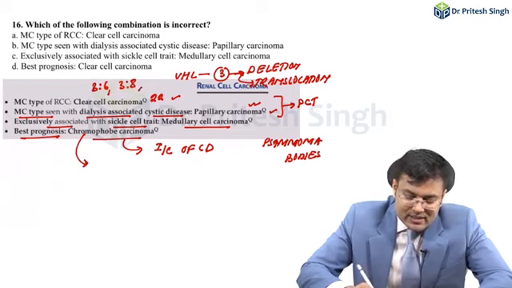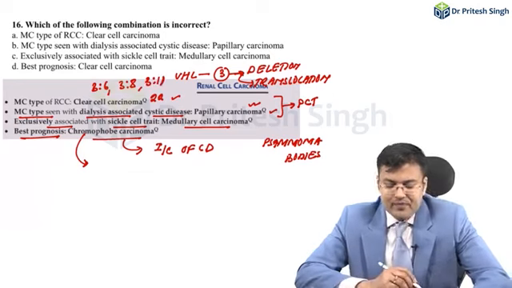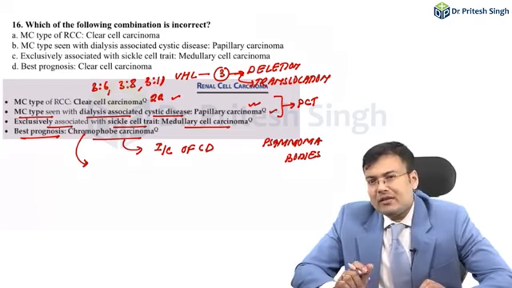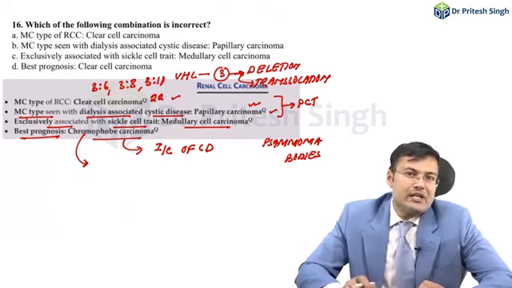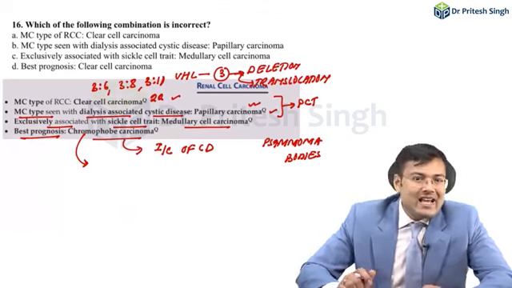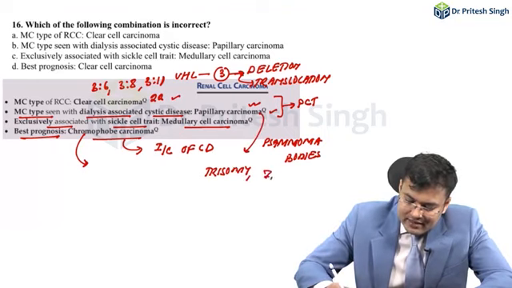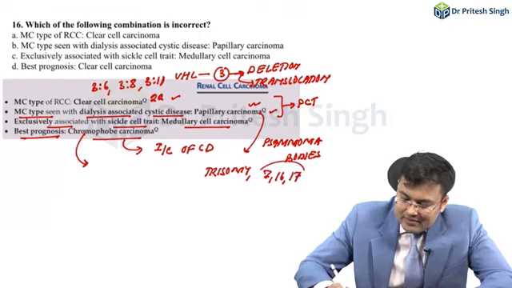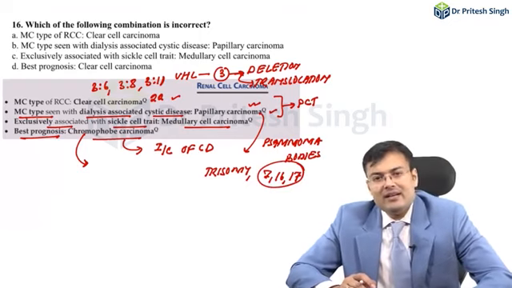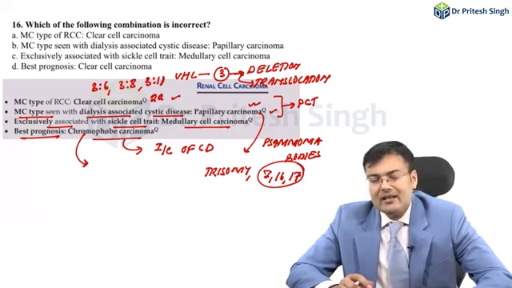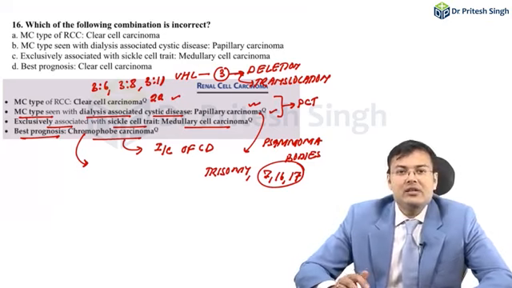One pair is 36, 38, 311. Papillary is associated with mutation of the MET gene located on chromosome number 7, and in this case there is trisomy. So there is trisomy of 7, 16 and 17. So these are the questions related to RCC.